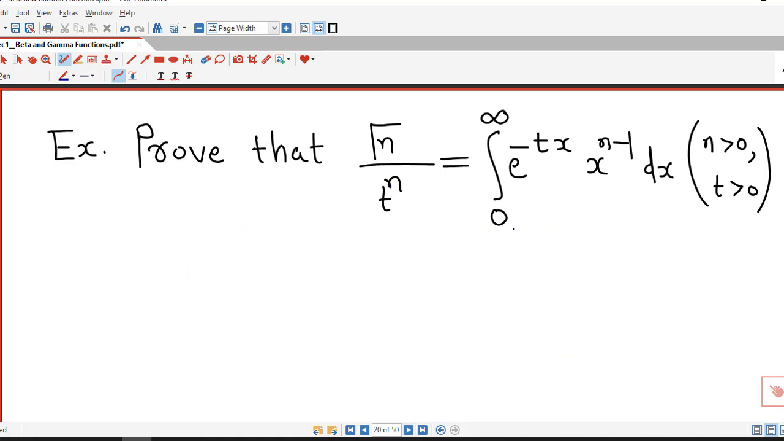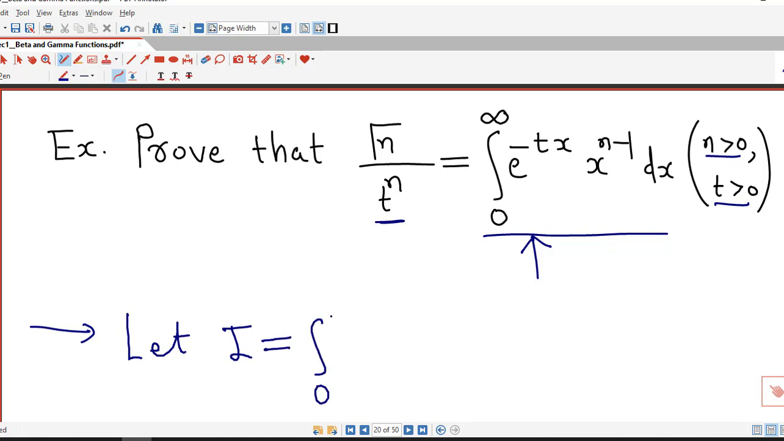We can prove that the value of this improper integral is nothing but gamma n over t raised to n, where n is any positive real number, t is also a positive real number, so that we have no problem in dividing by t. So either we can start from the right hand side or we can start with the definition of gamma function. Suppose we start from the right hand side, and assume that this improper integral is denoted by capital I. Let capital I equal to integral of e raised to minus tx, x raised to n minus 1 dx.